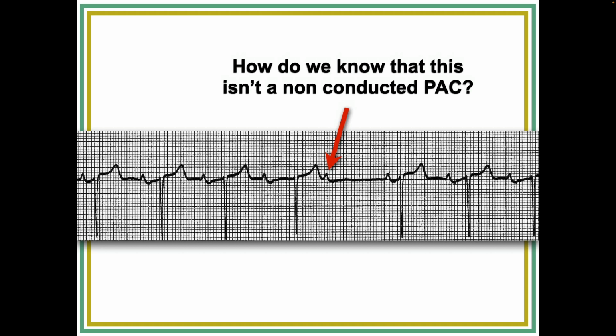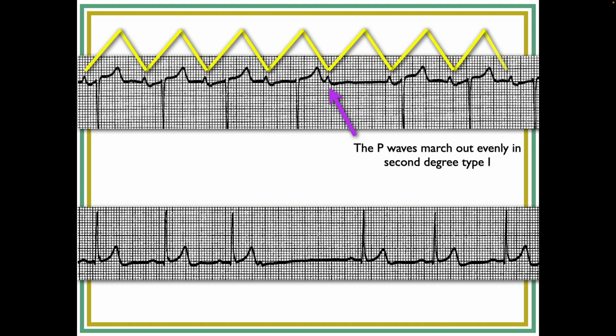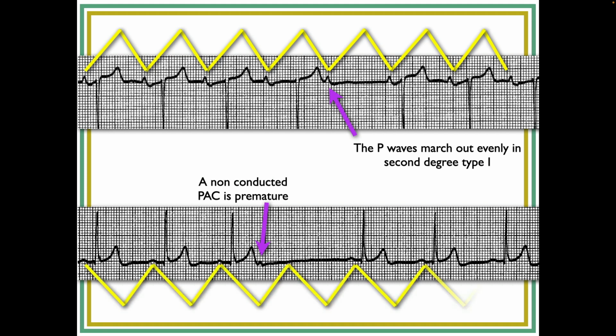So for example, here we have second degree type 1 and the P waves march out. And here we have a non-conductive PAC, and you can see it comes in prematurely. And our second clue is if you look at the PR intervals here, they're constant because it's just a normal sinus rhythm, and here they're getting longer.